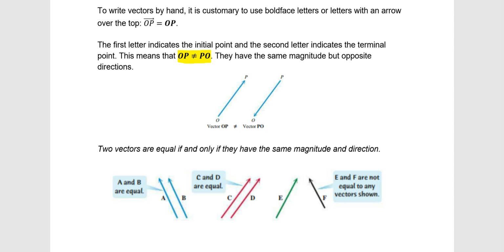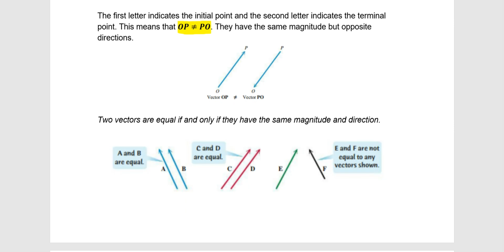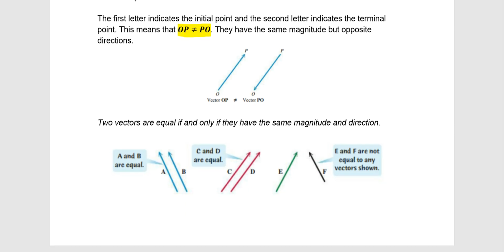We can see here in this little diagram, OP looks like this, where the arrow is going towards P, and then PO looks like this, where the arrow is going towards O. They are the same magnitude, but they actually have opposite directions. Two vectors are equal if and only if they have the same magnitude and the same direction. So you can see over here, we have vectors A and B, same magnitude, which means the same length, and the same exact direction. C and D here are also equal, same direction, same magnitude. But then over here, we have E and F. They are not equal. They look like a different magnitude and a different direction.